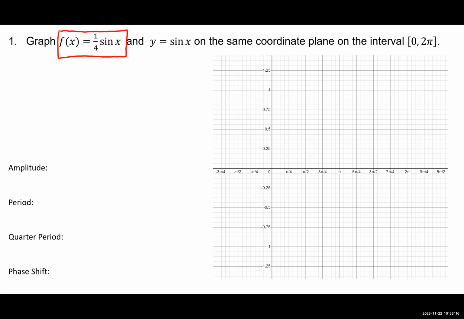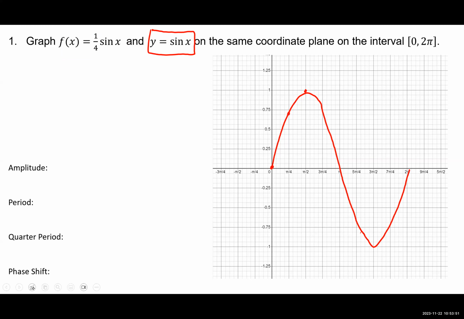The graph of 1/4 sine of x. Now we just graphed the sine of x. Starts at 0, 0, goes up here to about 0.7, goes up to 1, right? So I'm just going to go ahead and draw the graph. Actually, I'll put a red box around this guy. And then I'll put a green box around this guy because I'll graph this one in green.